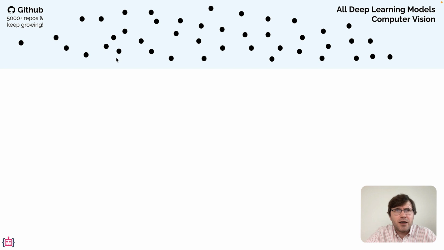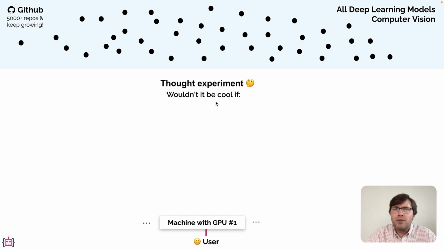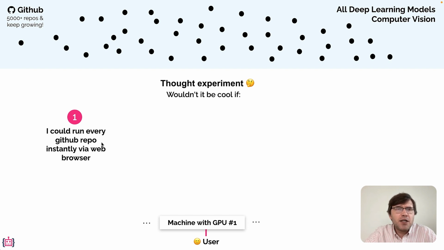Let's consider a part of GitHub where all state-of-the-art computer vision related repositories are kept. That's on the one hand. On the other hand, we have a user with one or more machines with GPU. And then the user might conduct the following thought experiment. Wouldn't it be cool if I could run every GitHub repository instantly via web browser?